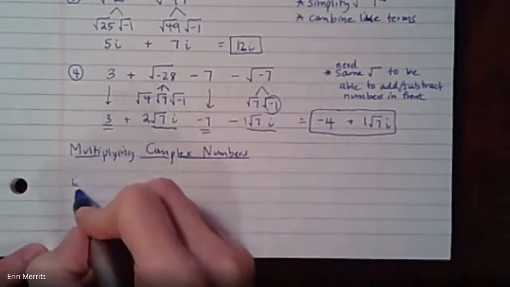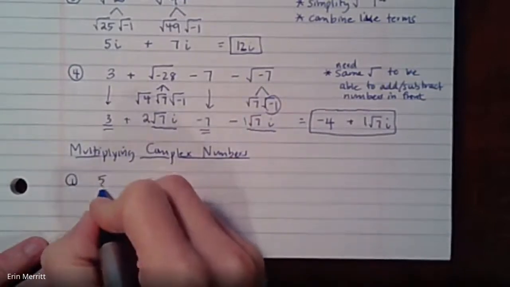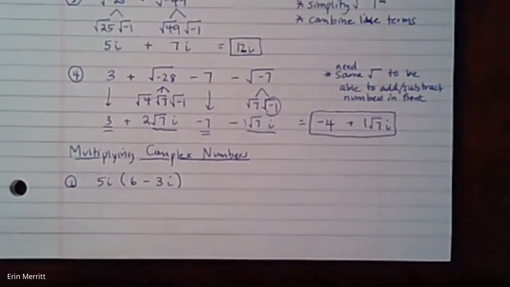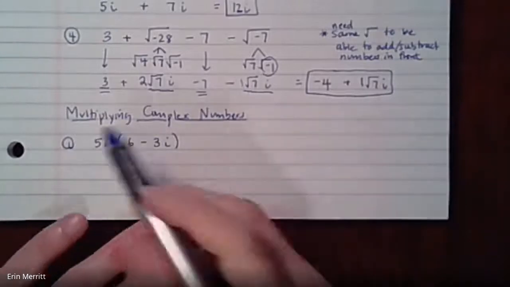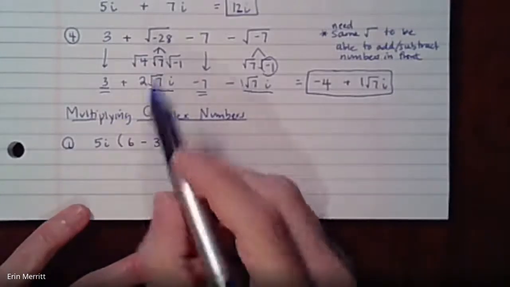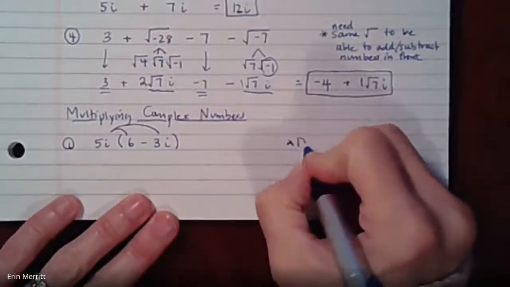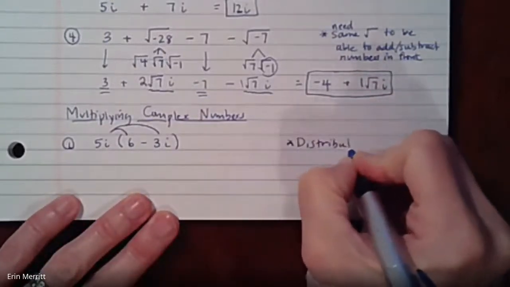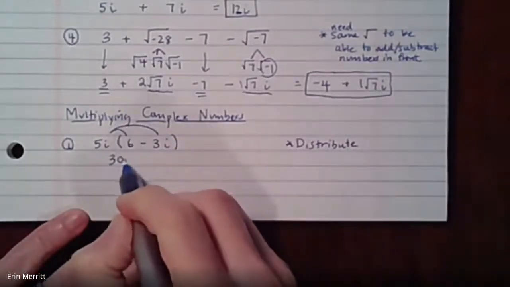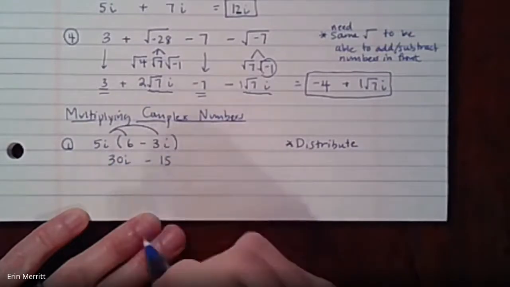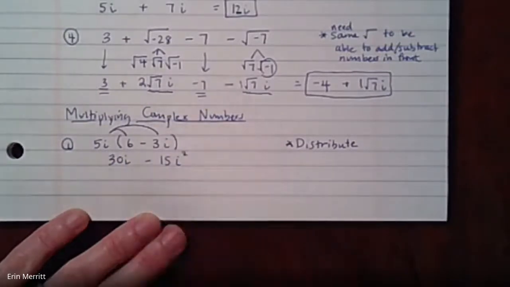All right. First one here, I'm going to give you 5i times 6 minus 3i. I want you to treat this like it's a plain old algebraic problem. Imagine those are x's, all right? So if this was 5x times 6 minus 3x, we would just distribute. That's what we're being shown to do here. So first step would simply be to distribute through. So we would get 30i, and then this would be 5 times 3 or 15. i times i would be i squared.